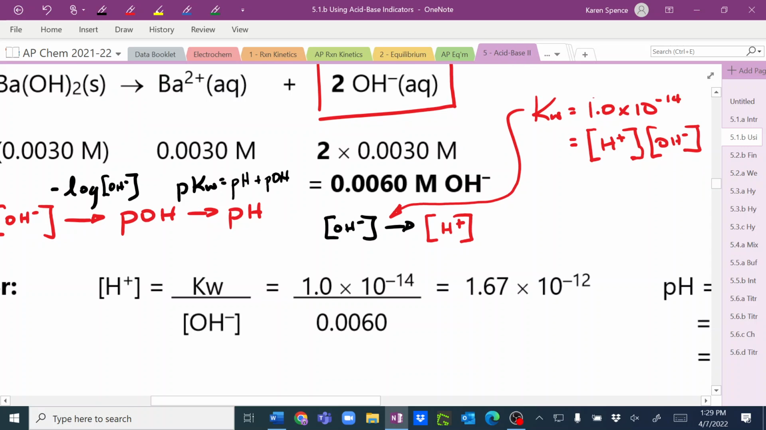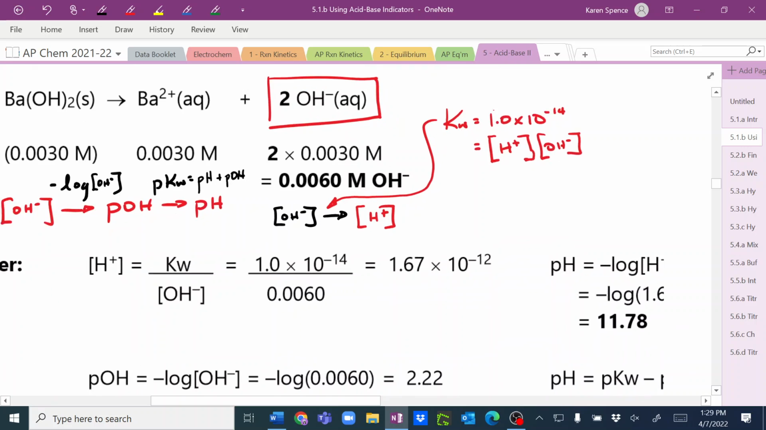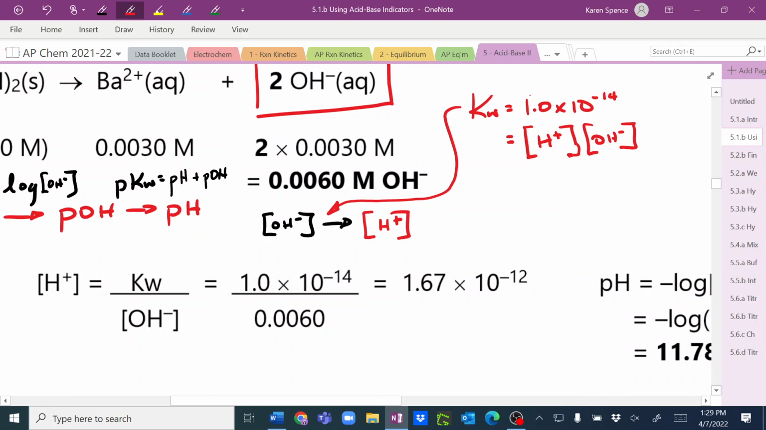All right, so now we have, so you can either do it, this shows the first way where you've got hydrogen is equal to, yes?